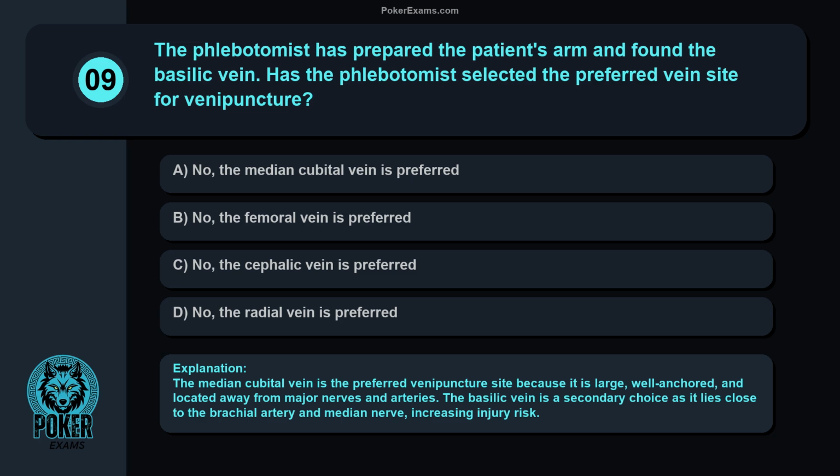The median cubital vein is the preferred venipuncture site because it is large, well anchored, and located away from major nerves and arteries. The basilic vein is a secondary choice as it lies close to the brachial artery and median nerve, increasing injury risk.